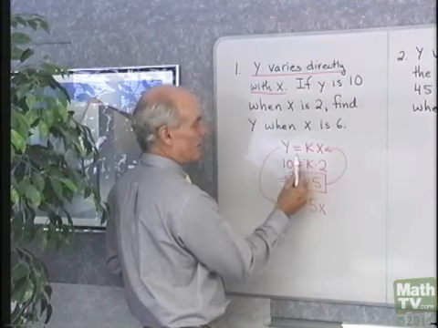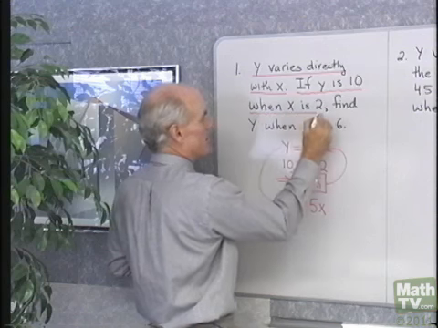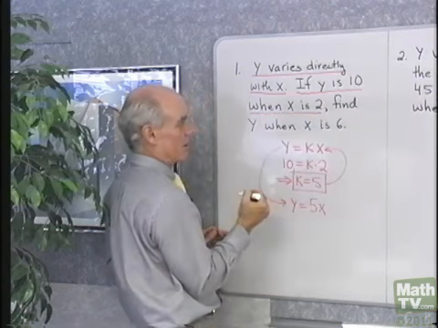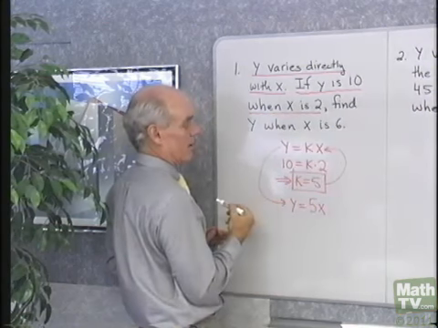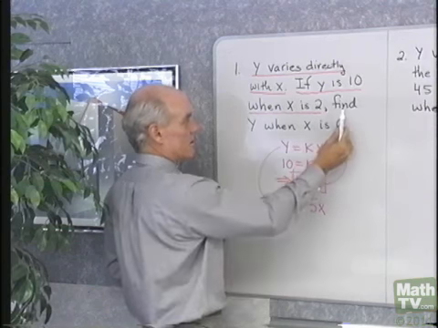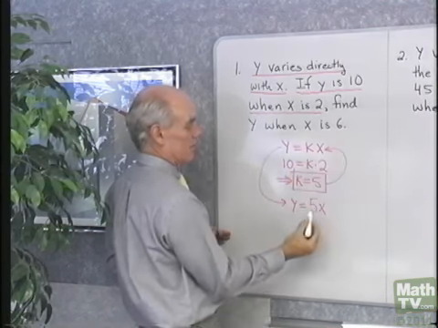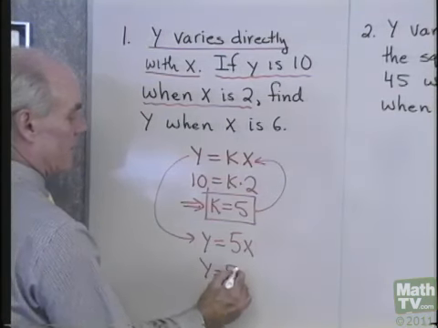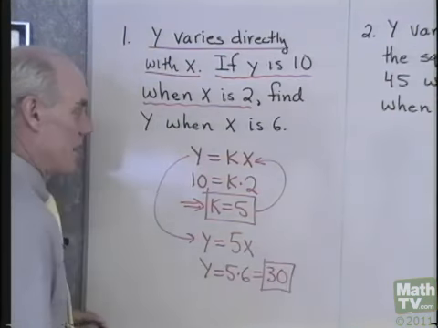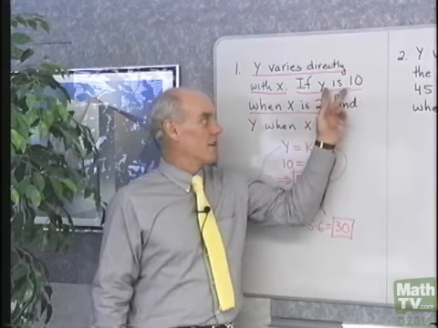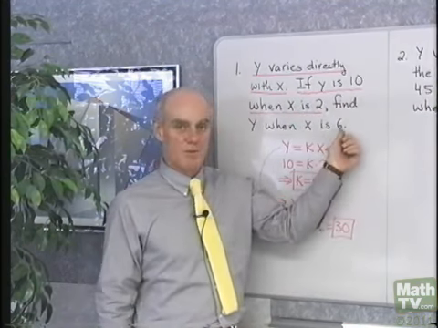So this part right here that allows me to evaluate k comes from this first phrase in the second sentence where it says if y is 10 when x is 2. So I put 10 in for y, 2 in for x, and I'm able to evaluate k. Now I can answer the question where it says find y when x is equal to 6. So y must be equal to 5 times 6, which is 30. So we would say if y varies directly with x and y is 10 when x is 2, then y is going to be equal to 30 when x is equal to 6.